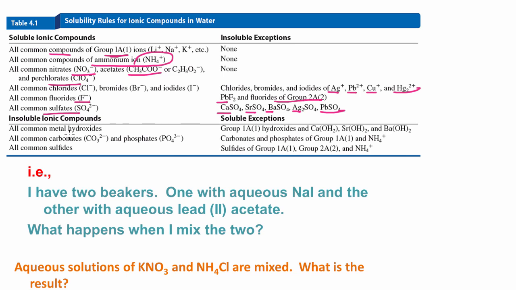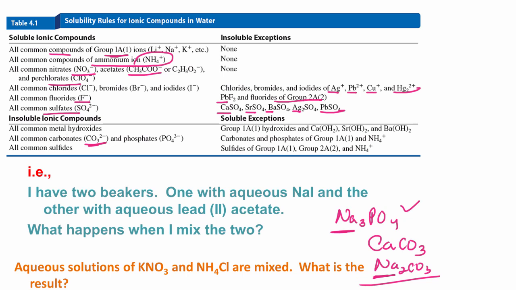Okay? So all metal hydroxides, all common carbonates and phosphates, all common sulfides, unless they're combined with group 1A metals, okay, then they would be soluble. So anything with sodium is going to be soluble. So these are the solubility rules. For example, if I ask you, is sodium phosphate soluble? Well, we see the phosphates are not on this list, but sodium is with it. So yes, this would be soluble. Okay. Is calcium carbonate soluble? No, carbonates are insoluble. It says so right here. But sodium carbonate is soluble. Right? It's a group 1A metal.